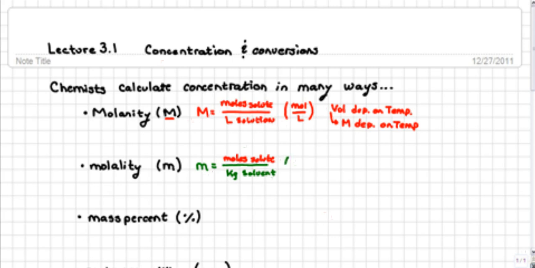The units of molality are going to be units of moles per kilogram. And in fact, moles and kilograms are not dependent upon temperature in any way, and so molality doesn't depend upon temperature, unlike molarity, which does. All right.